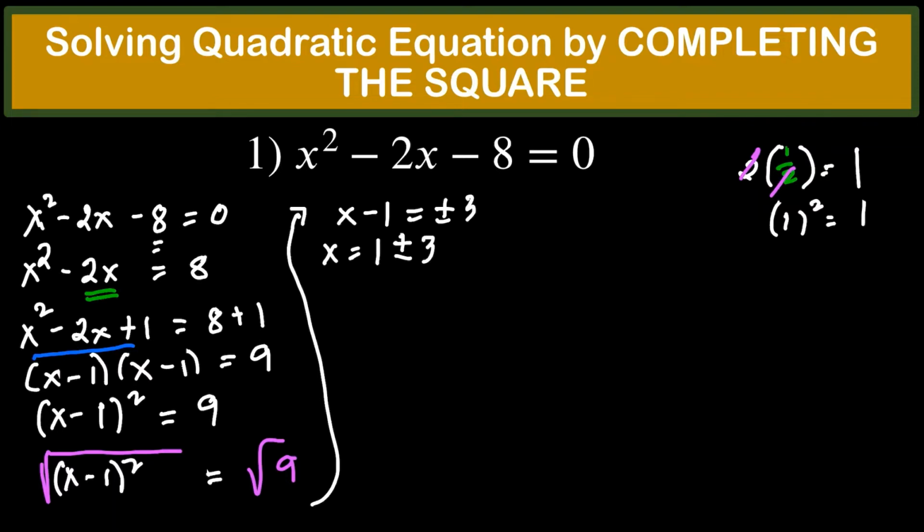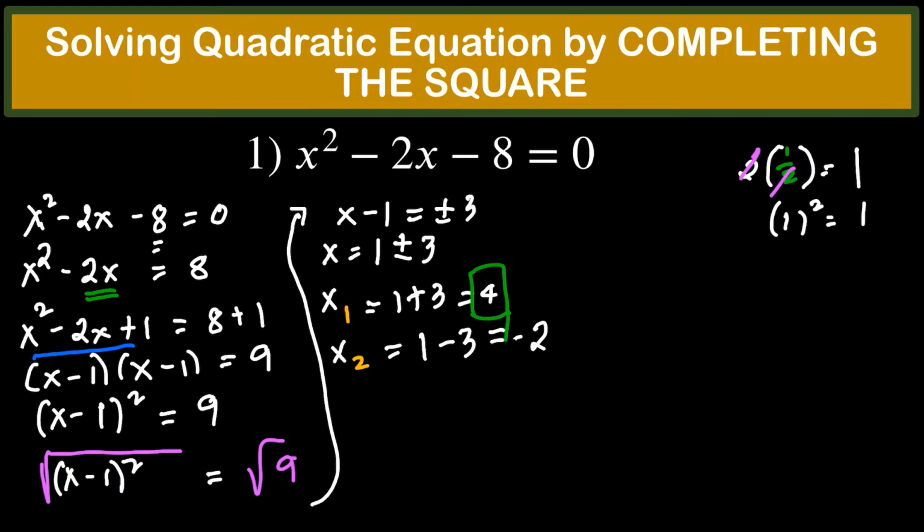So there are two values here. The first one, let's call it x sub 1, is 1 plus 3, which is 4. The second value, x sub 2, is simply 1 minus 3, which gives us negative 2. So the two values of x are 4 and negative 2. Now we would know that our answers are correct by checking. So let's try to check.